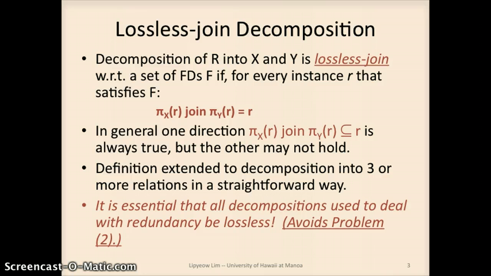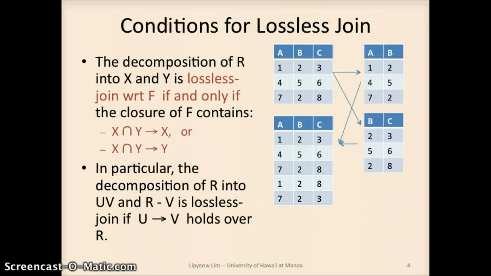And recall that we want two properties of decompositions, one of them being lossless join. Lossless join says that when you join the decomposed relations together, you should get back exactly your original relation. For the case of decomposition into two tables, there is a very nice theorem that says it is guaranteed to be lossless join if you can show that the intersection of the decomposed tables is a key for either one of the tables.